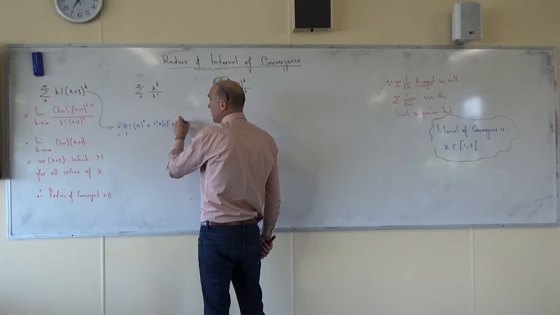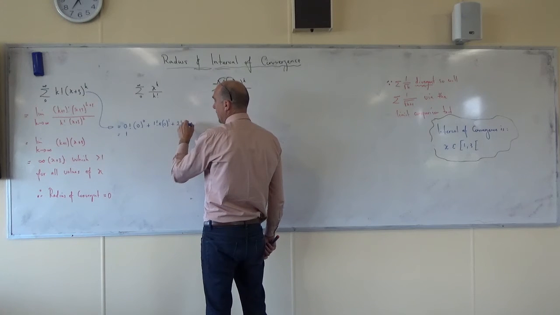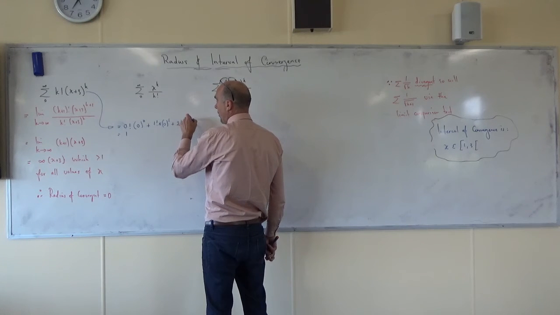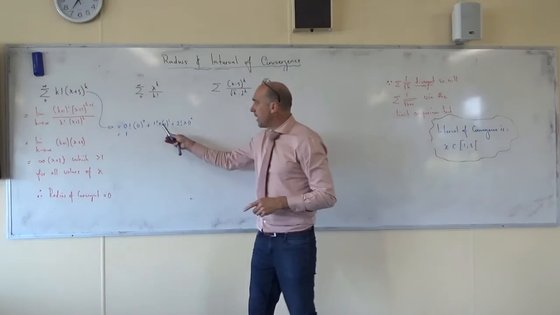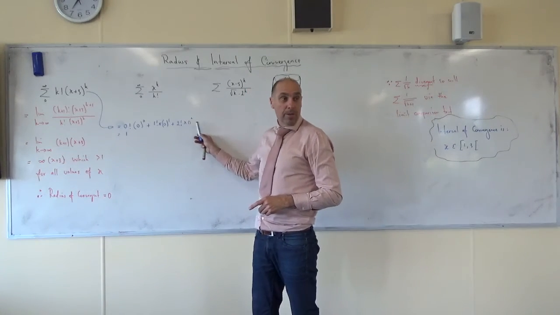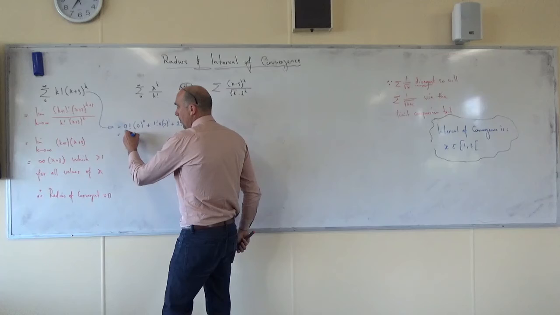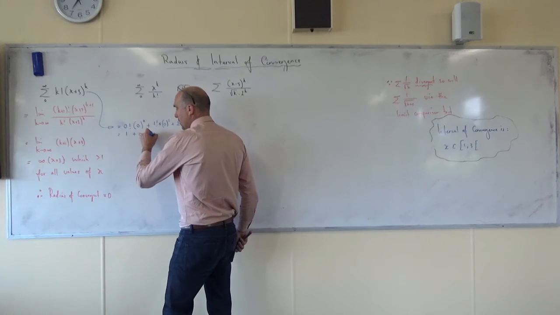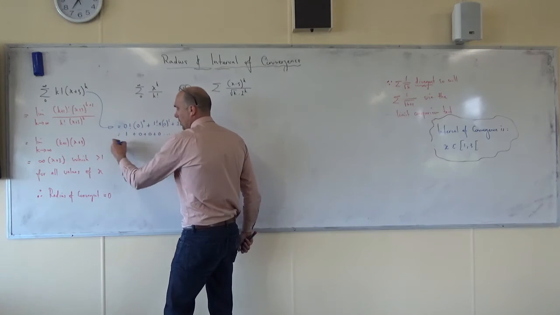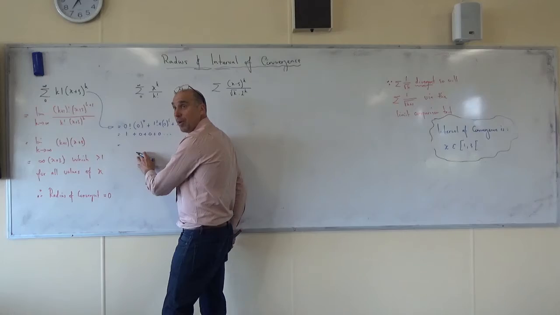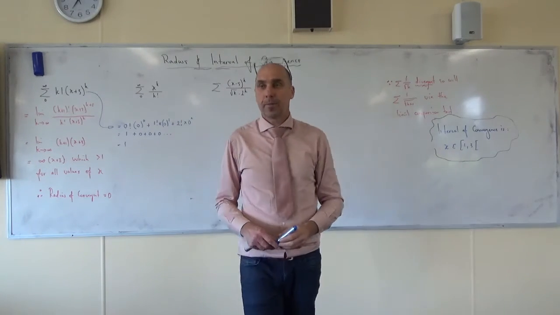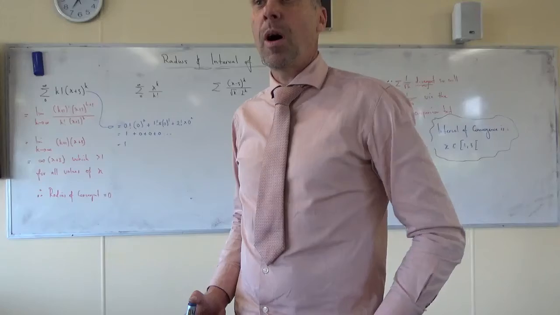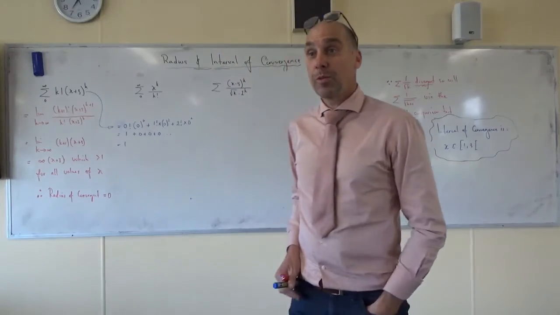Yeah, times by 0 to the power of 2. 0 squared is 0. So that's 0, that's 0, that's 0. So really I've got 1 plus 0 plus 0 plus 0 dot dot dot, which of course will converge to the value of 1. It's interesting, isn't it? So yes, when x is equal to minus 3, that power series will converge to 1.